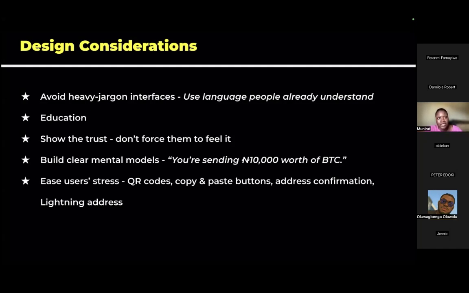When it comes to address inputting, you can ensure you support QR codes, so they're able to scan the address. You're able to scan the Lightning invoice, the payment request. You can enable copy and paste buttons, so they're able to copy it from anywhere they're copying it from and paste it.